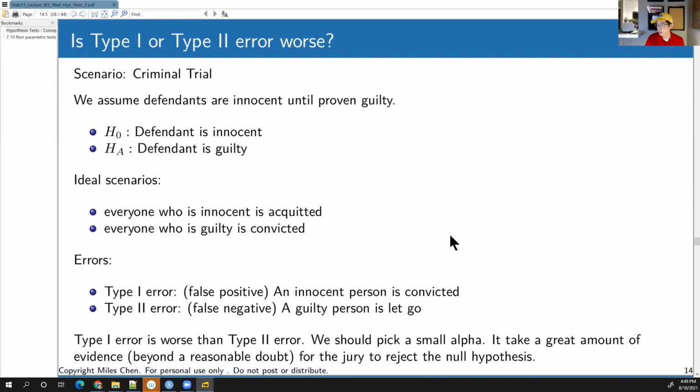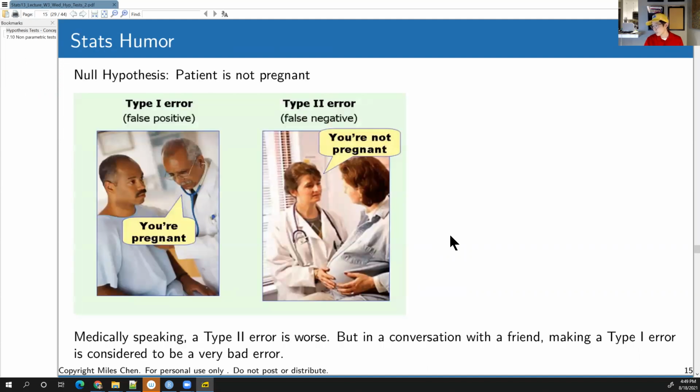All right, does that kind of make sense for type 1 error, type 2 error, whether we want a large alpha or a small alpha in these situations? Okay. This is a little bit of, I guess, stats humor, if there is such a thing.